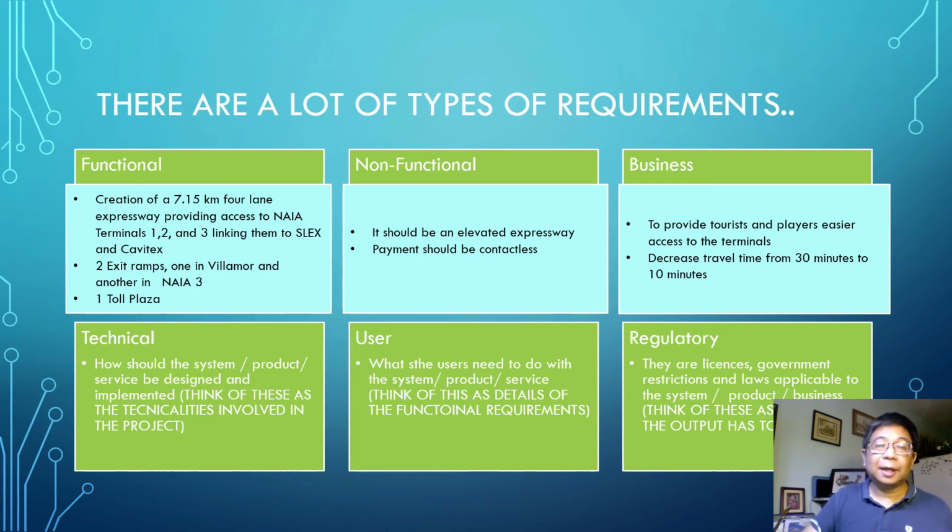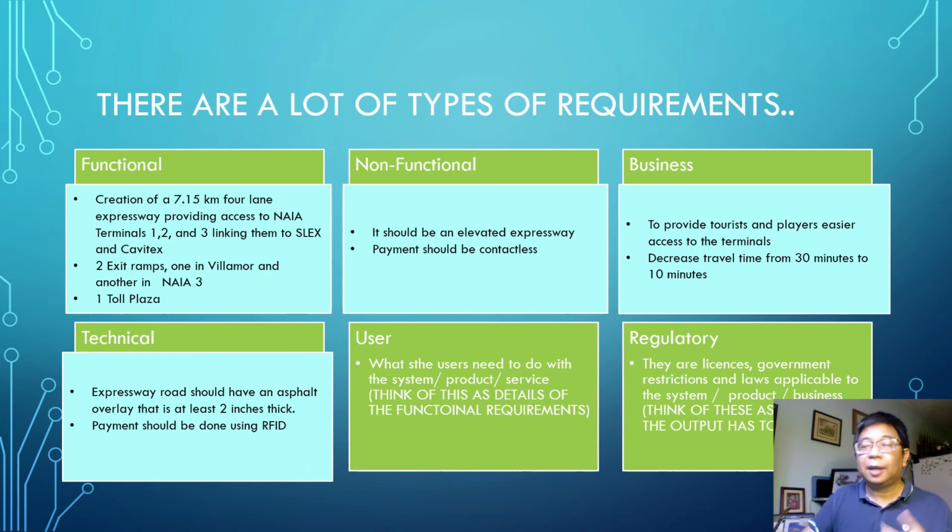For technical, it's not stated there, but we can think of some of them. Like 1, the expressway road should have an asphalt overlay that is at least 2 inches thick, and the payments should be done using RFID. So if you notice with technical, really, it's all about the technicalities of the project.